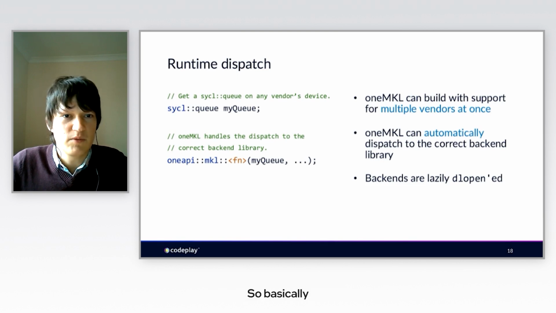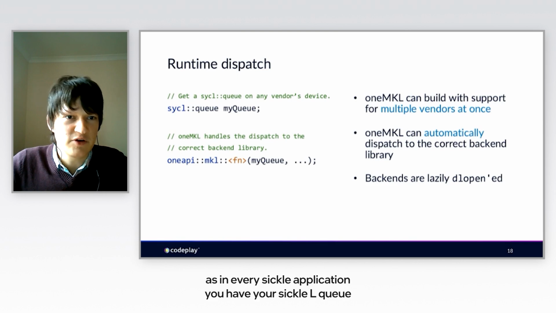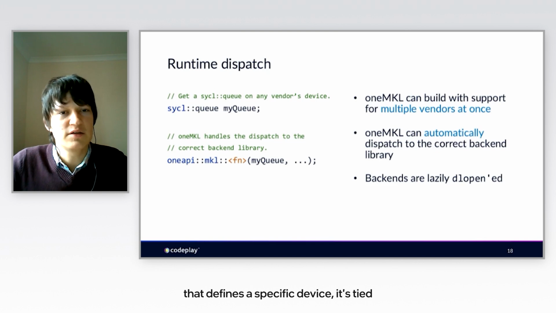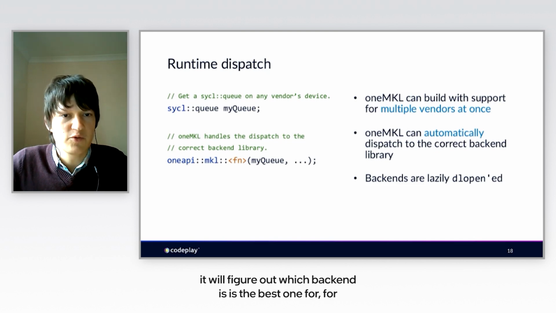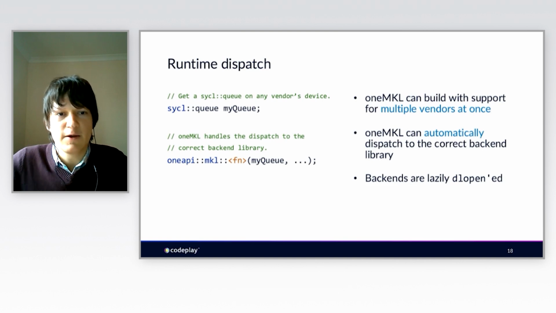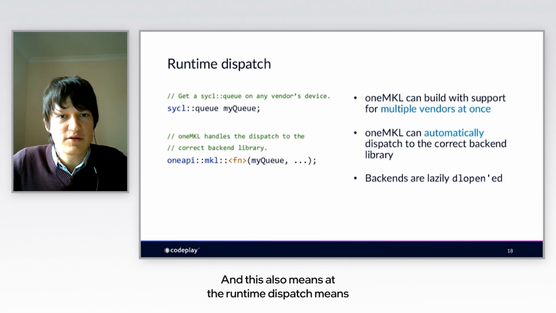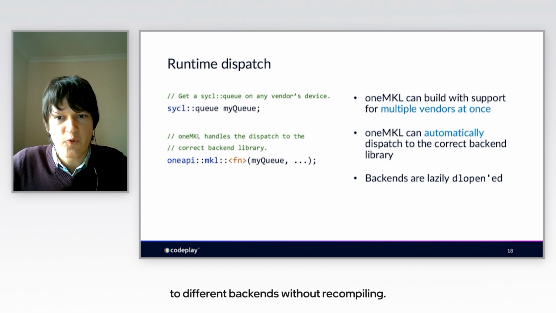So basically, as in every SYCL application, you have your SYCL queue that defines a specific device. It's tied to a specific device. So when you pass this to a function call from the MKL, it will figure out which backend is the best one for that specific device. And this also means the runtime dispatch means that you can basically compile a single binary that will be able to dispatch to different backends without recompiling.